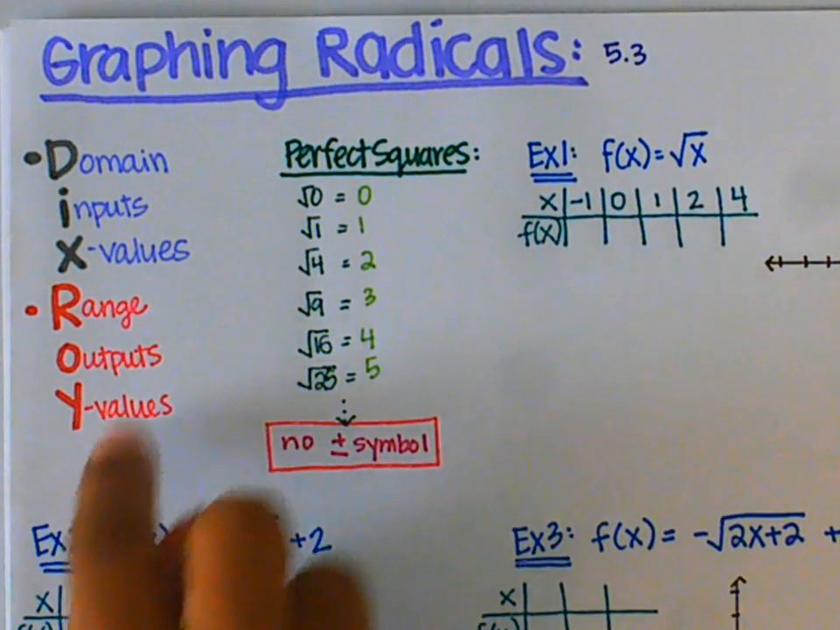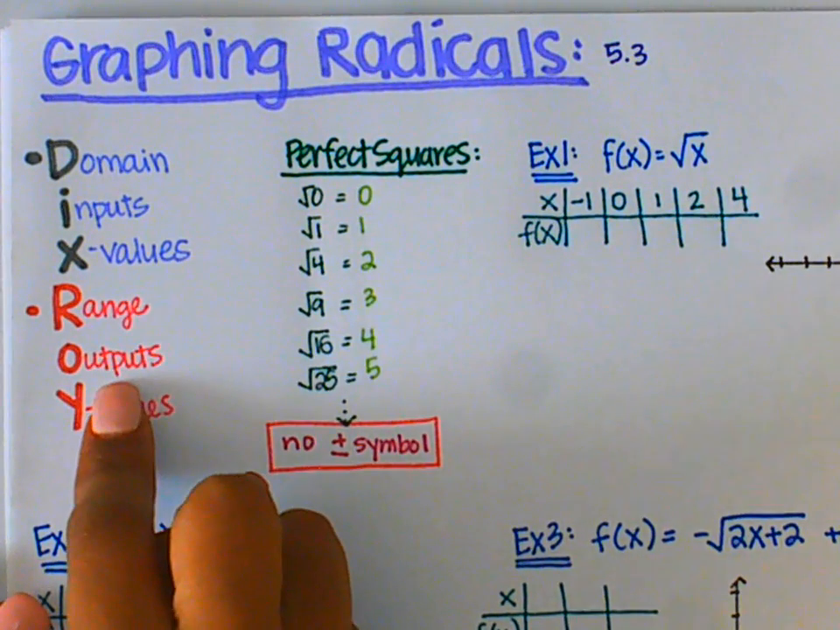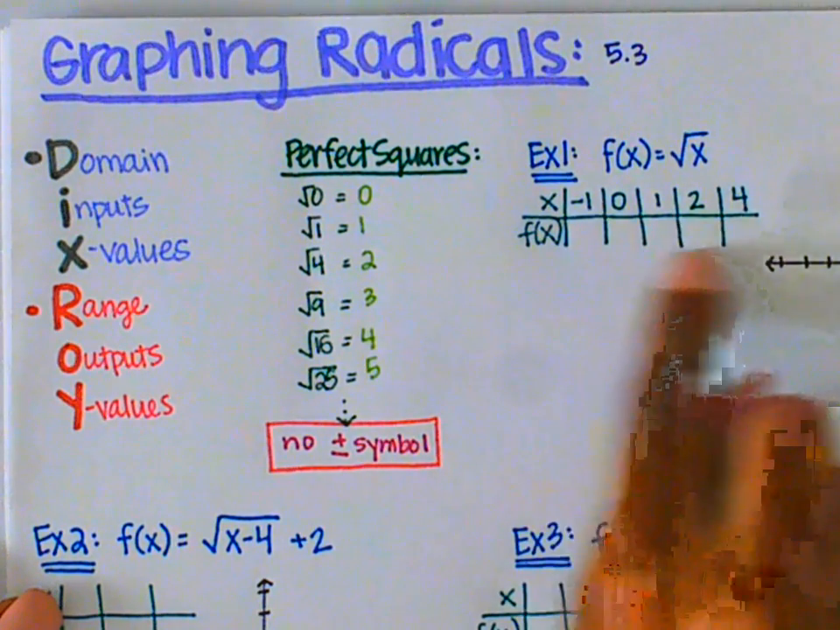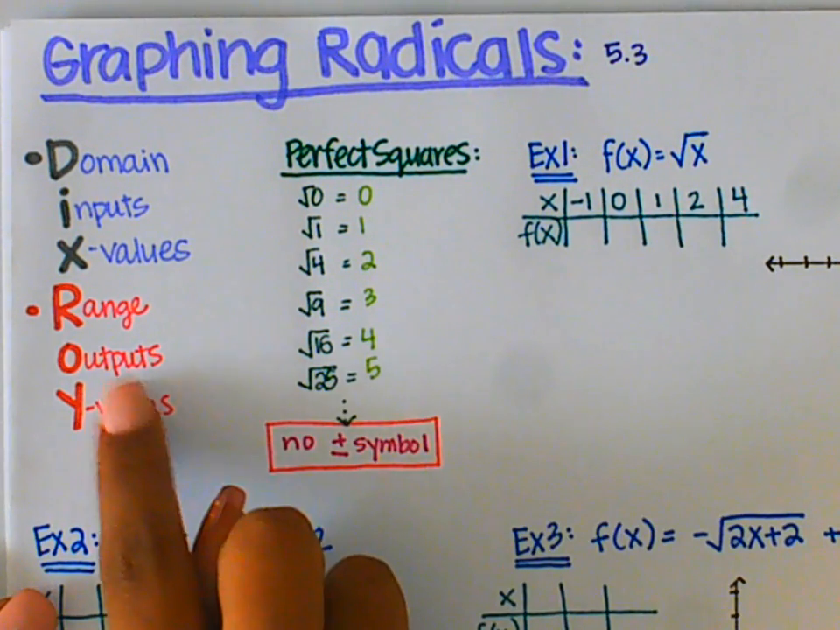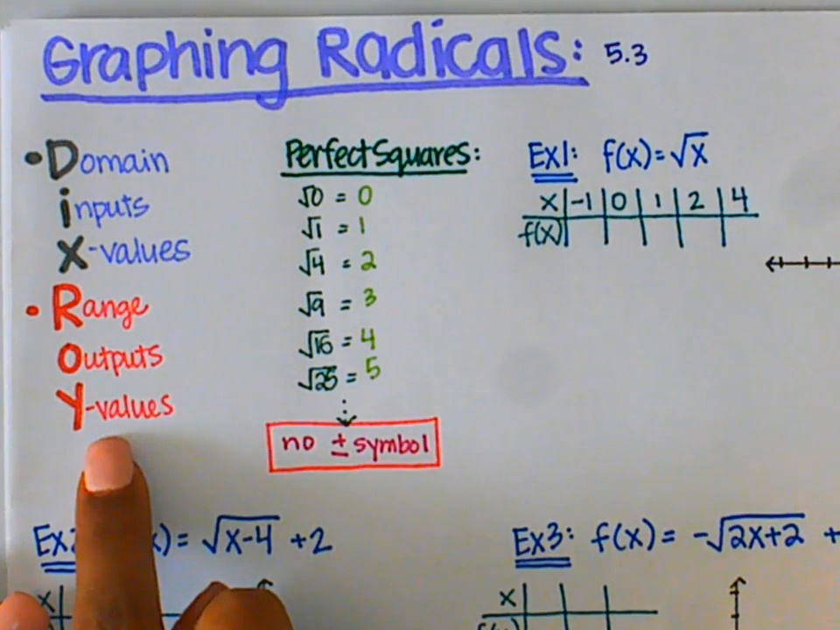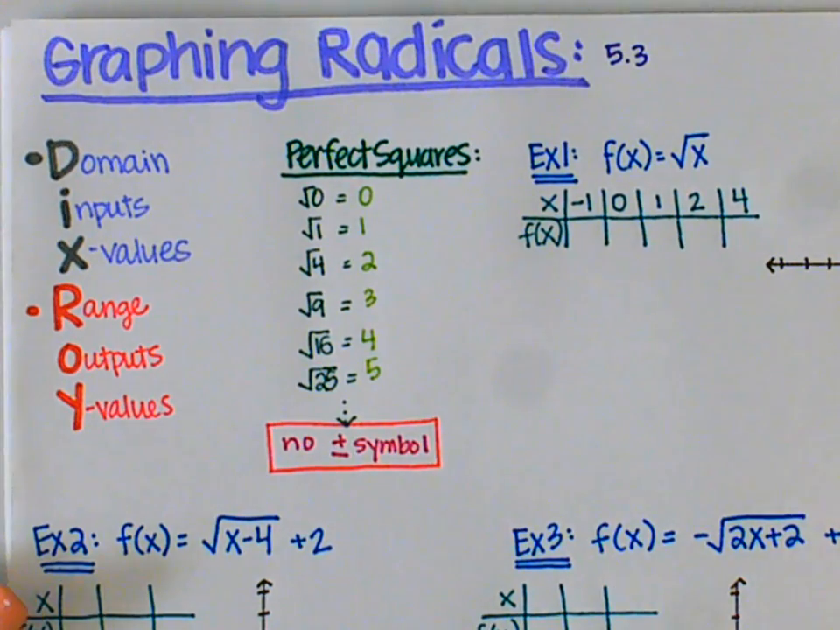The R stands for the range. So when I talk about a range, I'm talking about the output values. When I input a number, what I get out after I solve, that is part of my range. Those are called my outputs. And when I look at a graph, I am talking about all of the y values that are part of my graph. And that'll make sense a little bit more as we're working along.